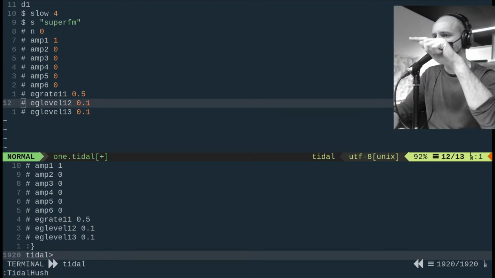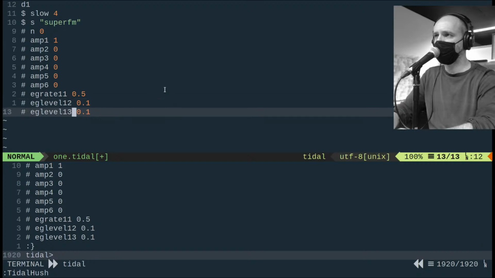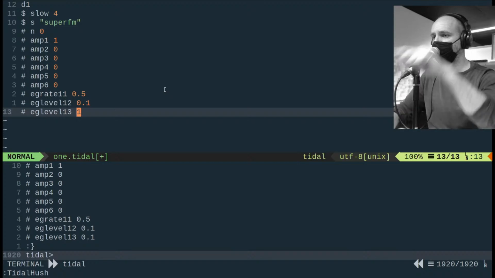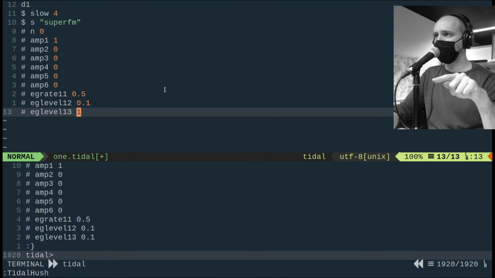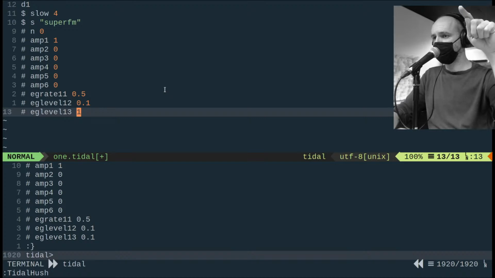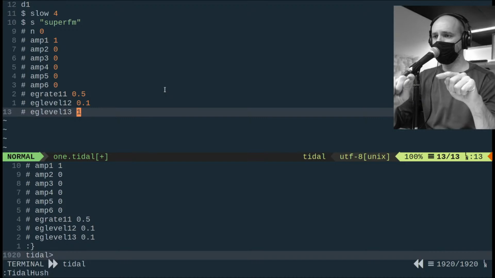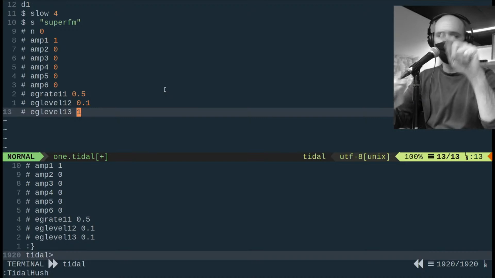So it goes like this. First it goes up, then it goes down and stays down, and then it releases. If I set level 3 to 1 again, it will go up to level 1, go down to level 2, and go up again to level 3, which is set back to 1. Now levels 1 and 2 are both set at 0.1. If I raise, let me try it.